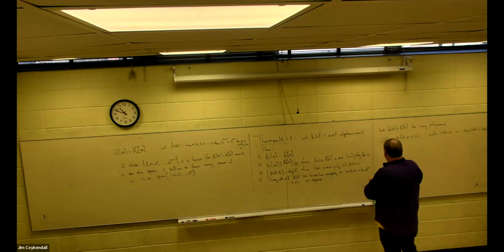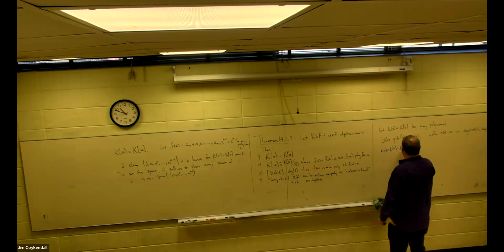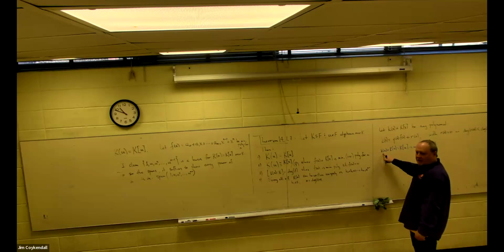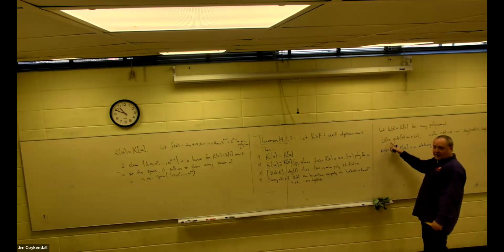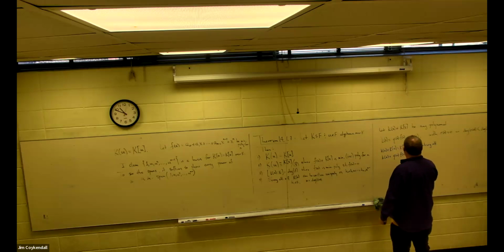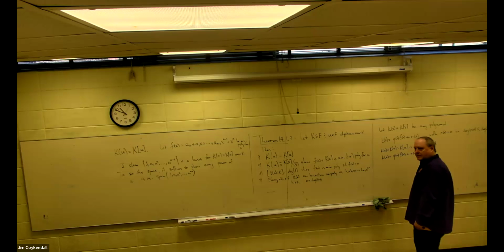Well, notice that K(u), an arbitrary element in K(u), a typical element looks like this, right? And this equation says that k of u is equal to q of u, f of u, plus r of u.